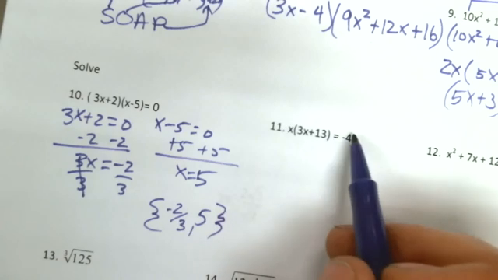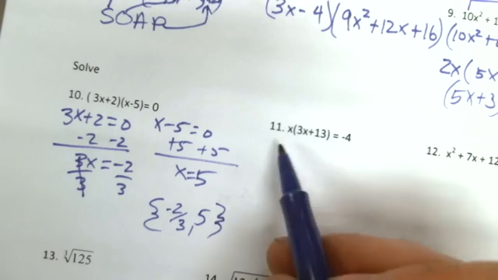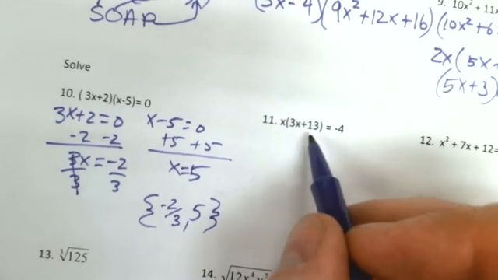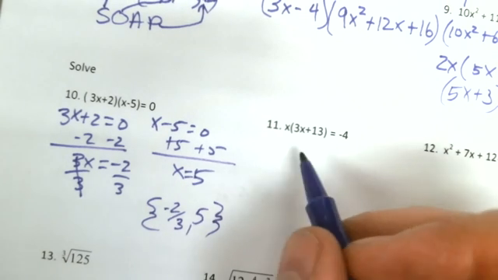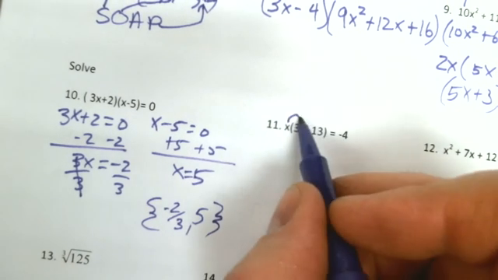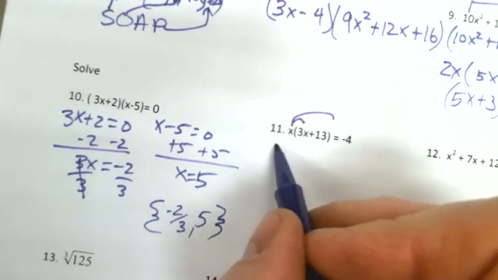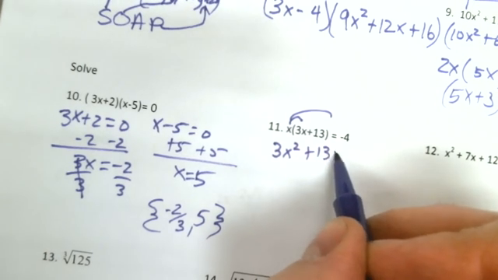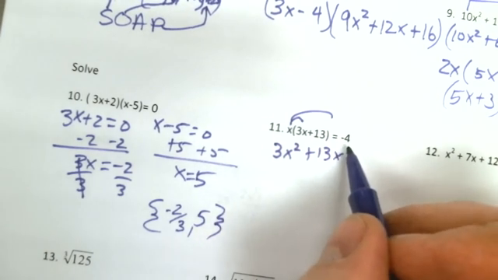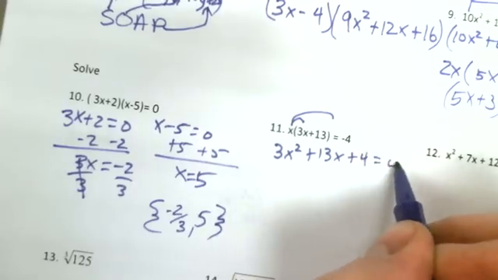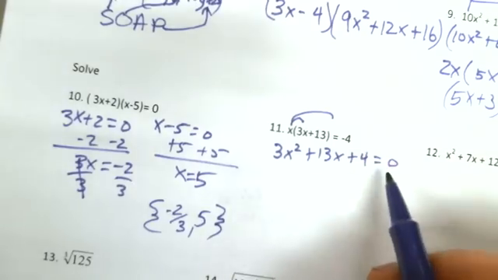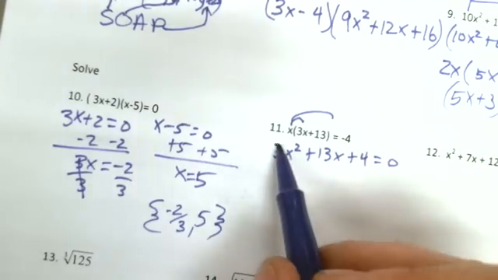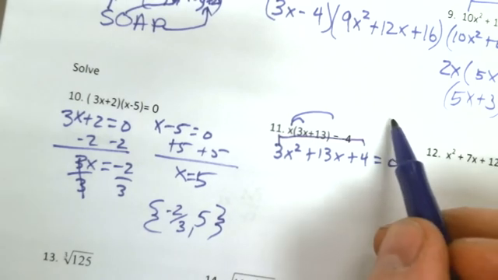In the second one, since it doesn't say equals 0, we're going to have to move that to the other side to make it say equals 0. Otherwise, this doesn't work. So I'm going to distribute this, and I get 3x squared plus 13x. And then I'm going to add 4 to both sides, which is going to give me 0 on the right-hand side. Now we're in the situation where we have an a times c situation.